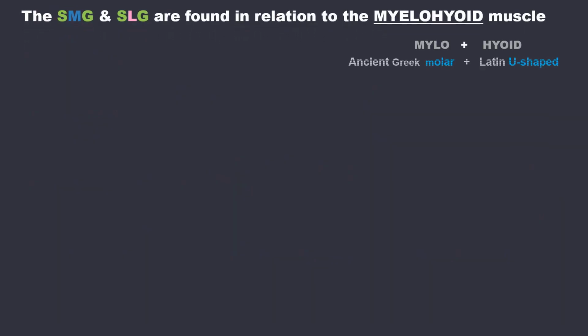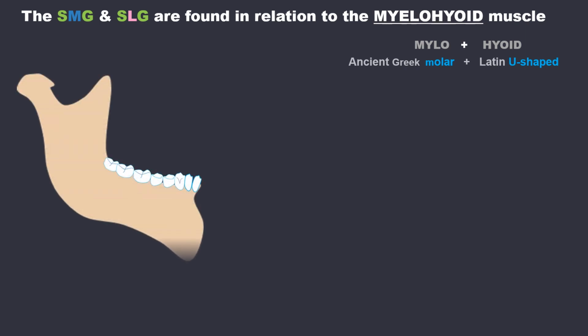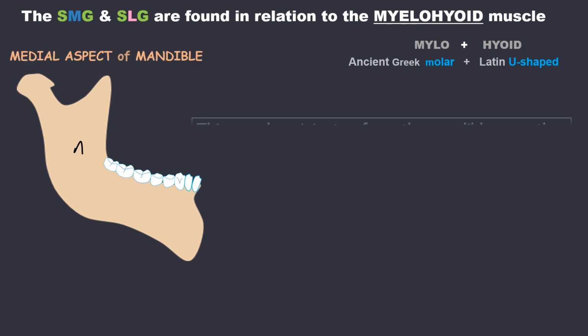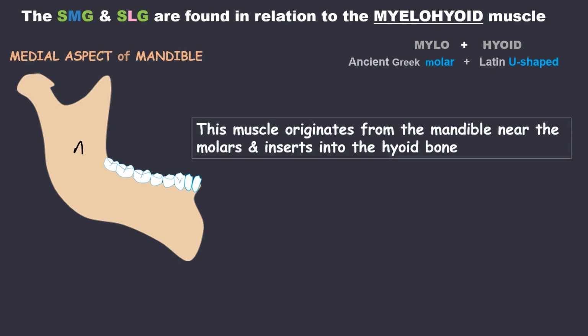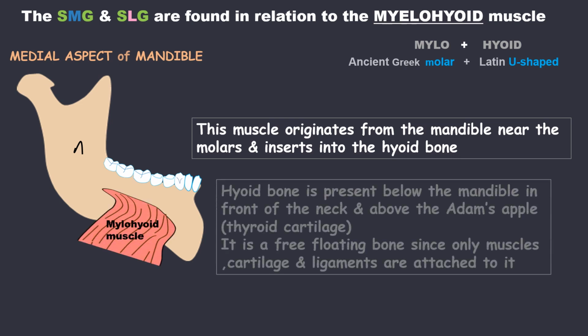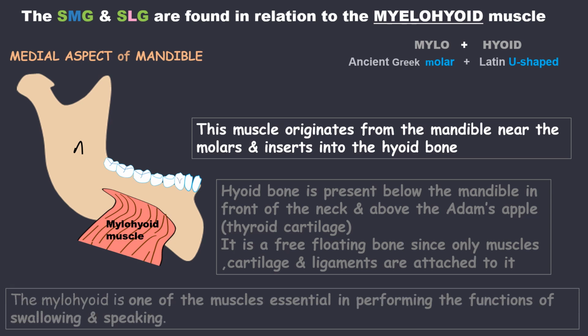The submandibular and the sublingual gland are found in relation to the mylohyoid muscle. So let us just have some idea about it. This is the medial aspect or the inner surface of the mandible. This muscle originates from the mandible near the molars and inserts into the hyoid bone. There's more information and you can pause and read.